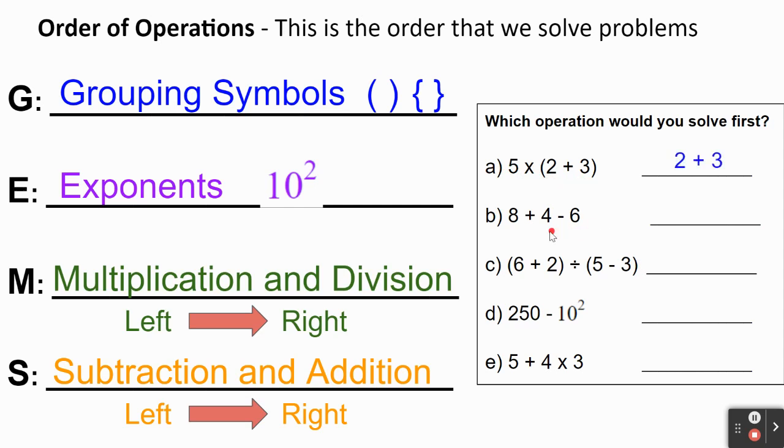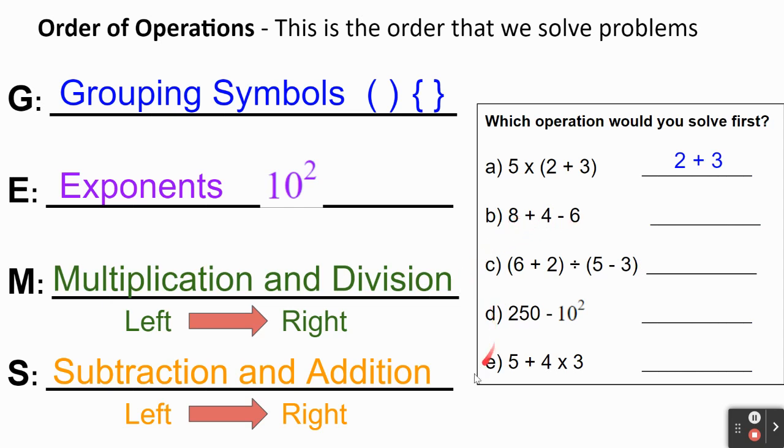In problem B, we can go ahead and see if there's any grouping symbols since G comes first. And we can see there is no grouping symbols. So let's move on to the E for exponents. So we're looking to see in problem B if there are any exponents, and we can see there's no exponents. Let's move on to the M, which stands for multiplication and division. In problem B, we can see there is no multiplication or division.